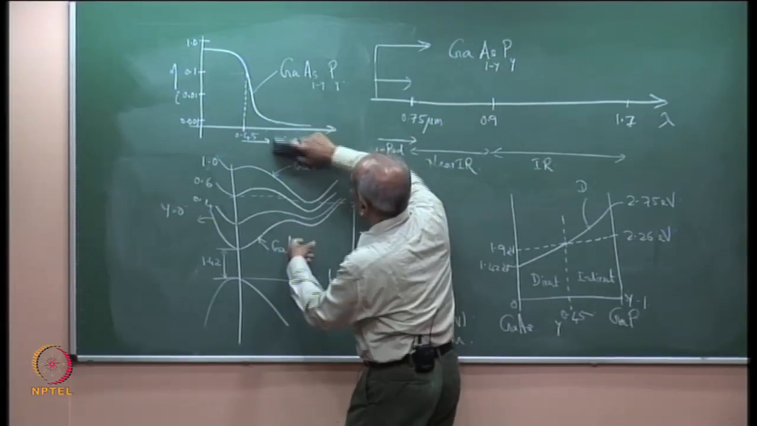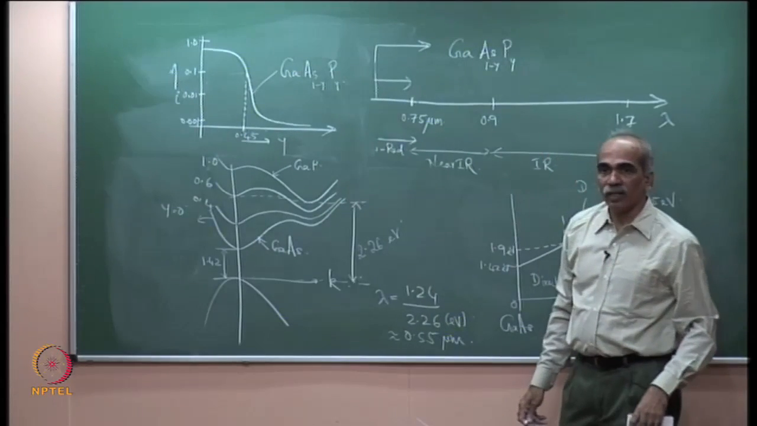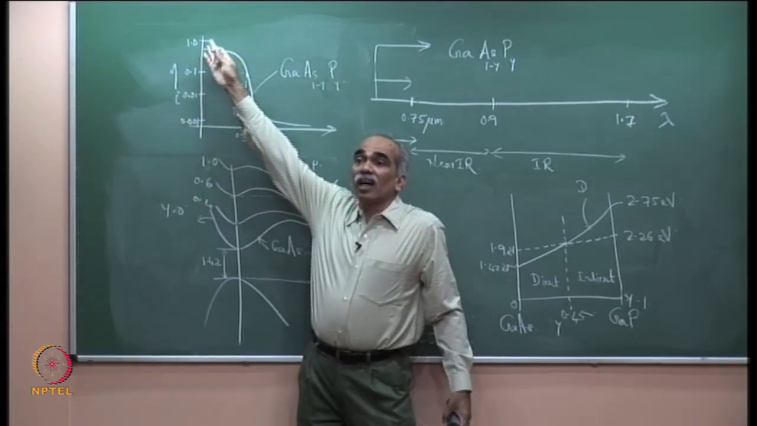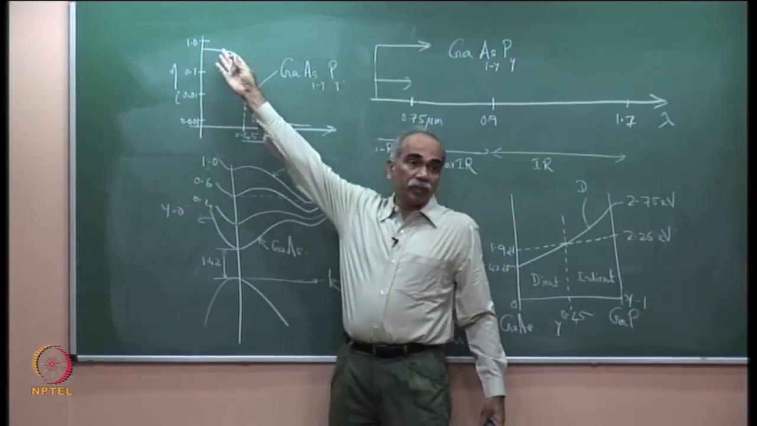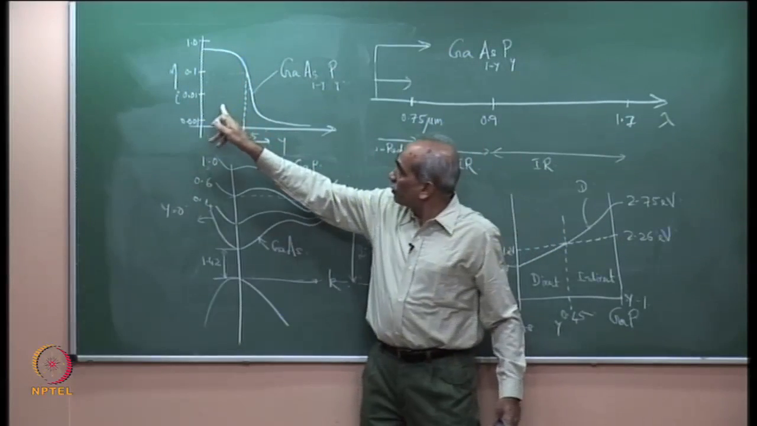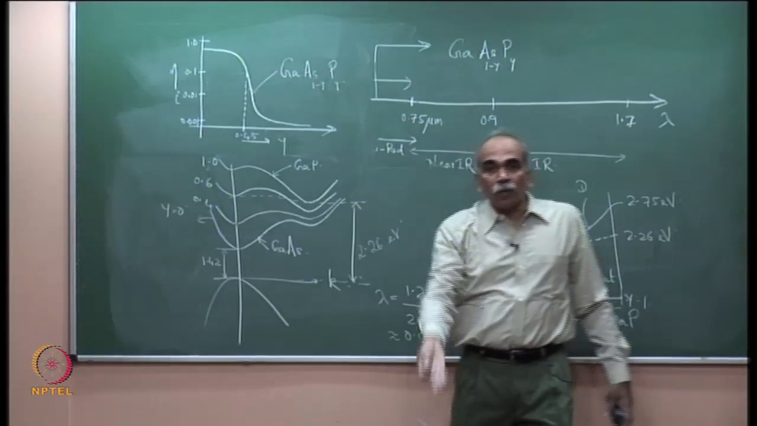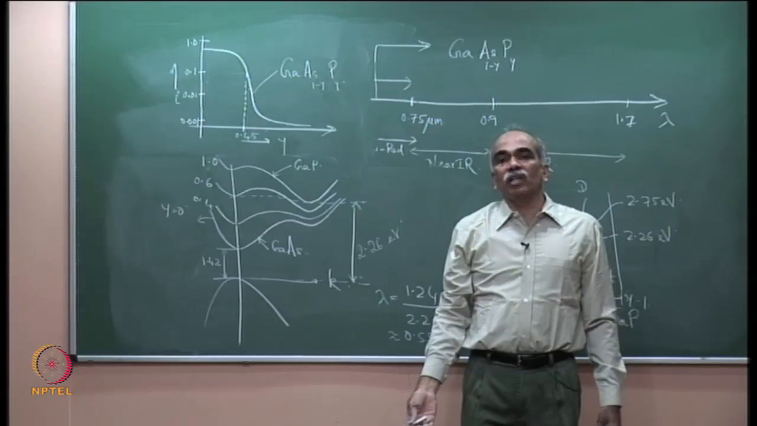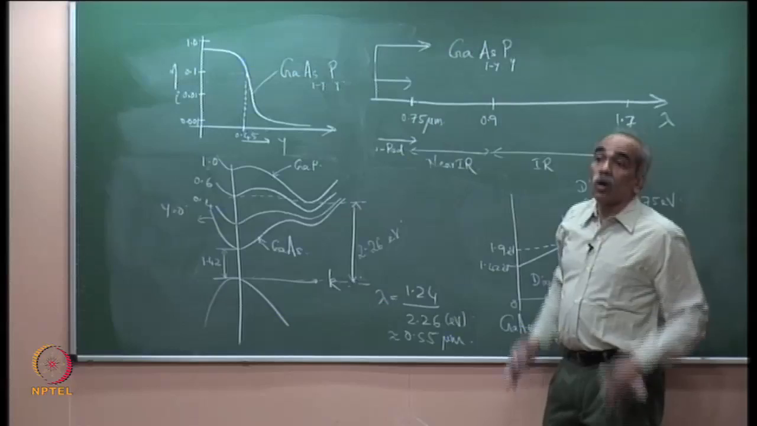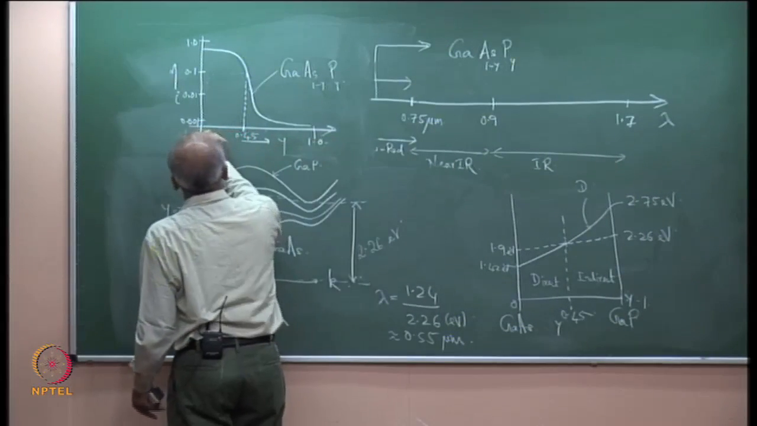We usually plot with respect to x, okay, y. At y equal to 0, gallium arsenide, eta I is about half, 50%. As y increases, I cross over from direct band gap material to indirect band gap material, and eta I drops down rapidly, exponentially. And you see, these are the kind of values. This is 1.0, this is 0.